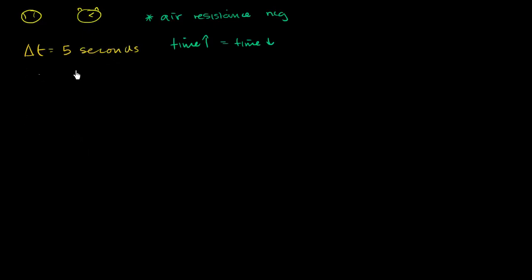Well, the first thing we can do is say, look, if the total time in the air was 5 seconds, that means that the change in time to go up during the first half of the ball's time in the air is going to be 2.5 seconds. Which tells us that over this 2.5 seconds, we went from our initial velocity, whatever it was, to our final velocity, which is a velocity of 0 meters per second.